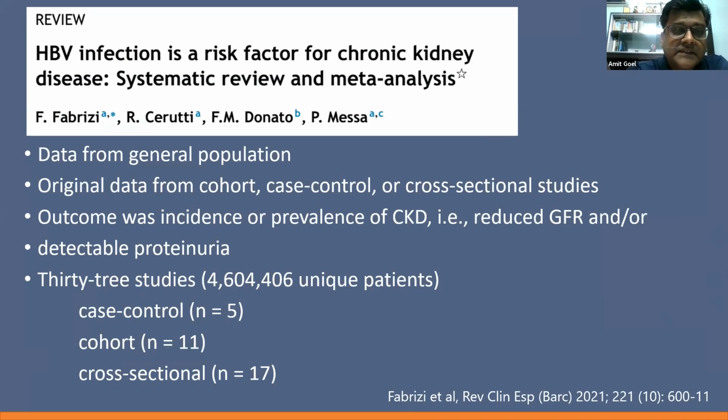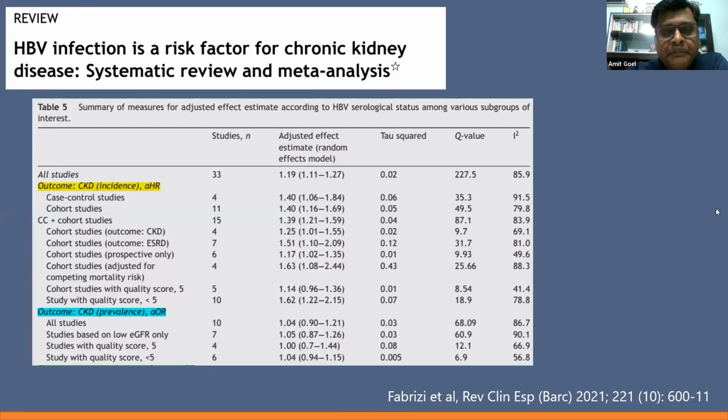Now, if we see the systematic review and the meta-analysis, the most recent one, which was done by Fabrizi, he is the person who has done maximum work in relation to viral hepatitis in chronic kidney disease. It included different types of studies, cohort study, case control, and cross-sectional studies. And outcome was seen as incidence or prevalence of chronic kidney disease, proteinuria. It included 33 studies of around 4.6 million participants.